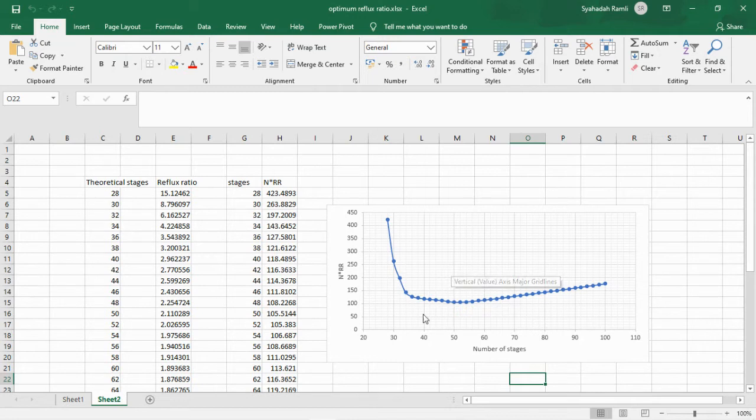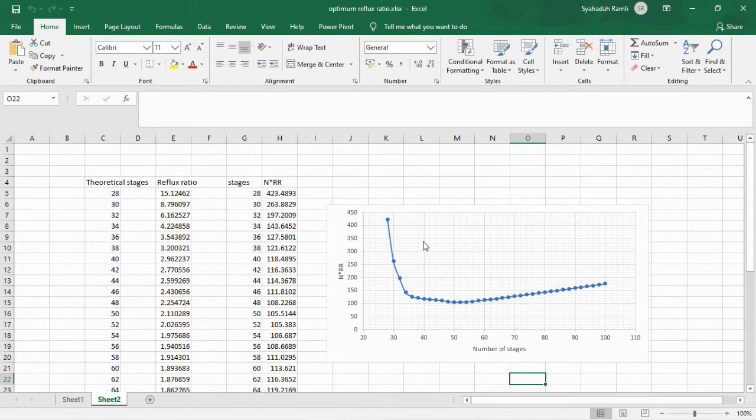As we got this graph, there is a minimum number of stages for a given separation, the use of which would require infinite reflux. There is a minimum reflux ratio for a given separation, the implementation of which would require an infinite number of stages. Between these extrema, there is a roughly exponential decrease in reflux ratio with increasing number of stages.